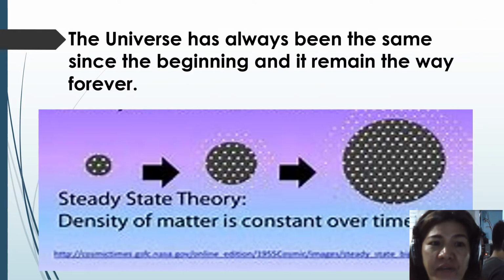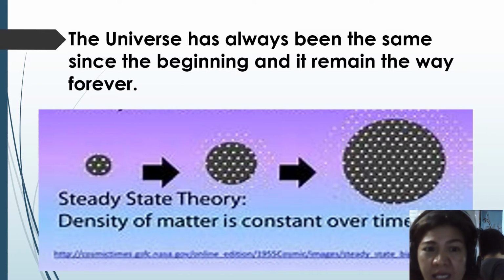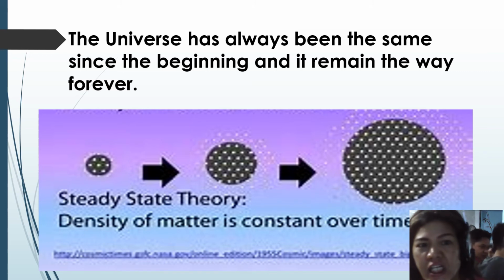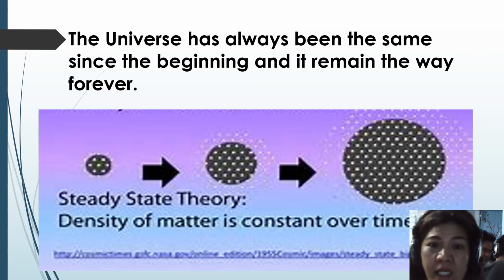So the universe has always been the same since the beginning and it remained that way forever. Try to keep in mind that this is the steady state theory.